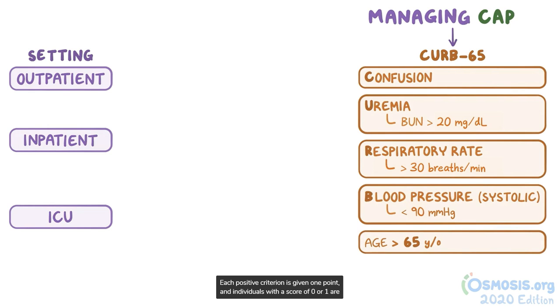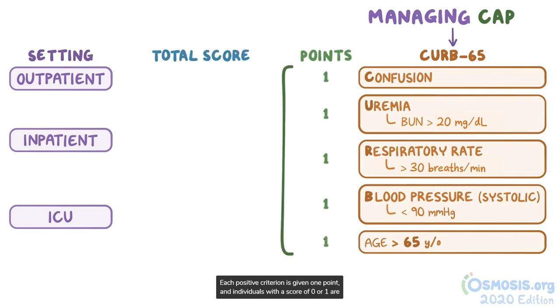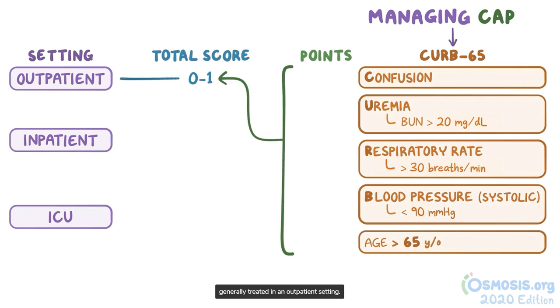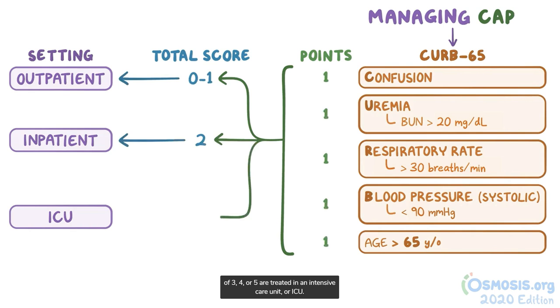Each positive criterion is given 1 point, and individuals with a score of 0 or 1 are generally treated in an outpatient setting. Those with a score of 2 are treated in an inpatient setting, and those with a score of 3, 4, or 5 are treated in an intensive care unit, or ICU.